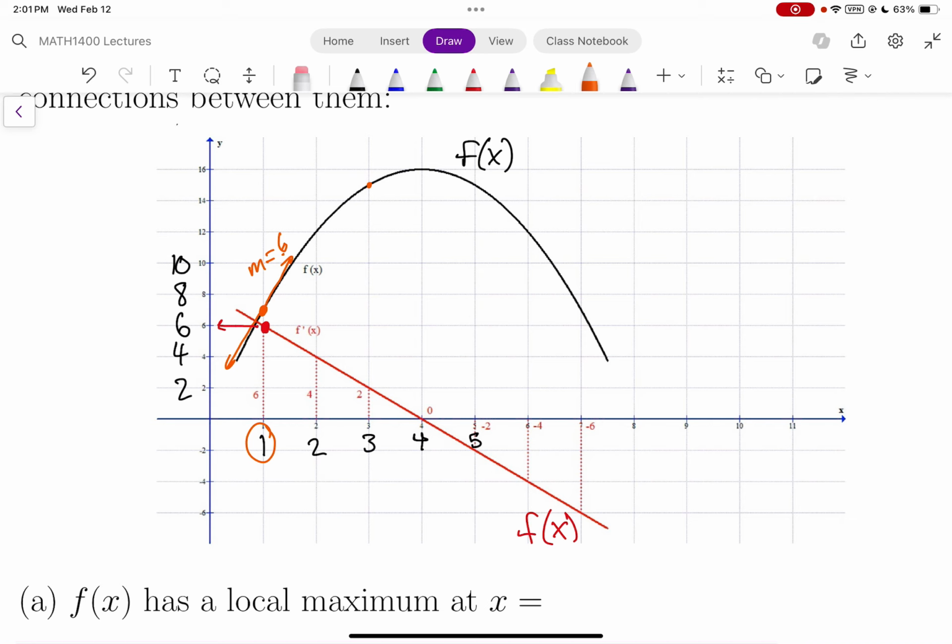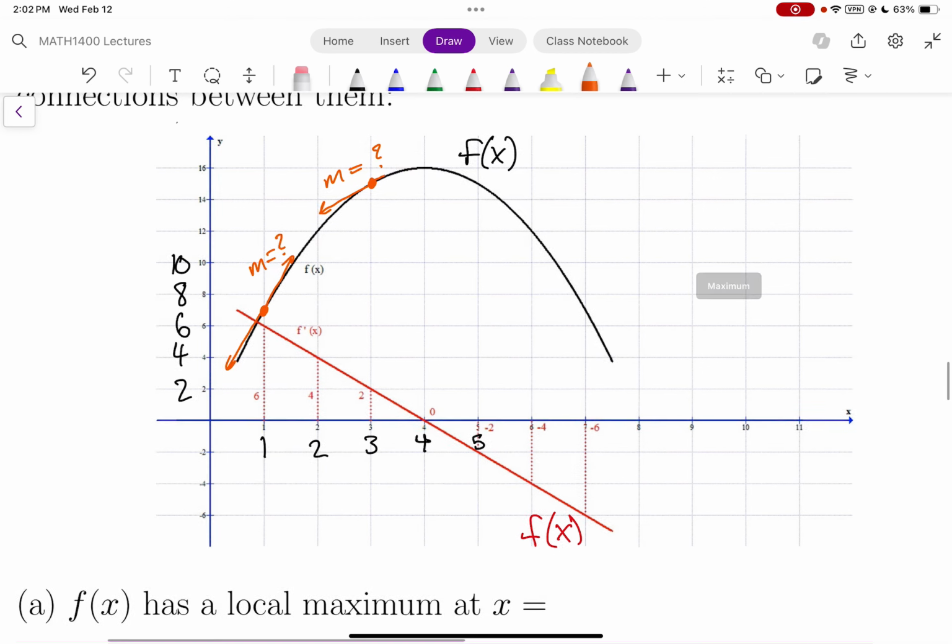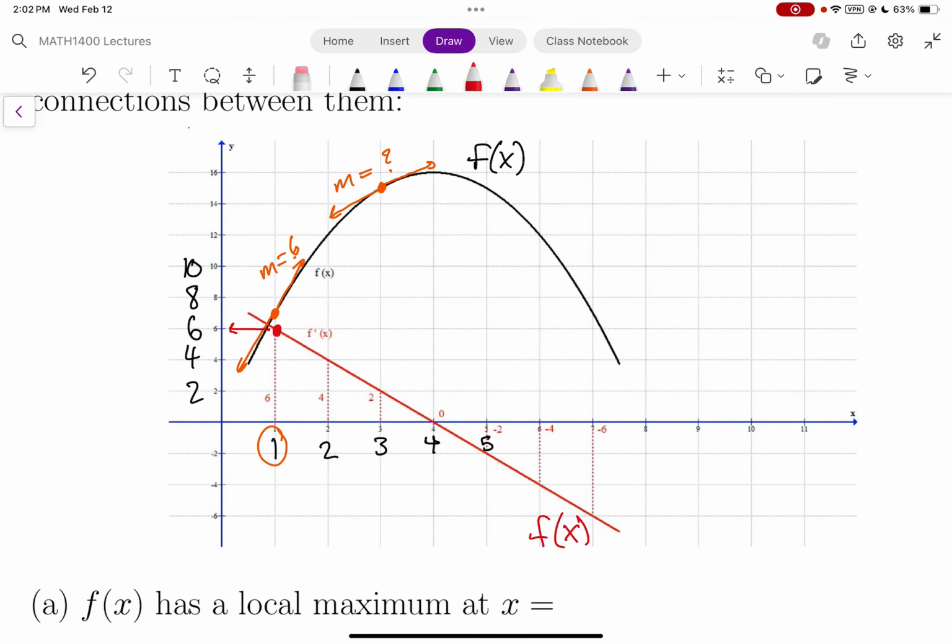So if I went over to this point, I also have a tangent line there, and I want to know what's the slope of this tangent line. All I have to do is look at that same x value, so the point directly below it on the derivative, this point right here, and look at what is the y value. Well, it's 2, and that tells me that the slope at that point is 2.